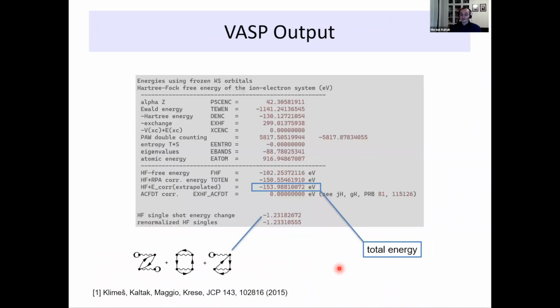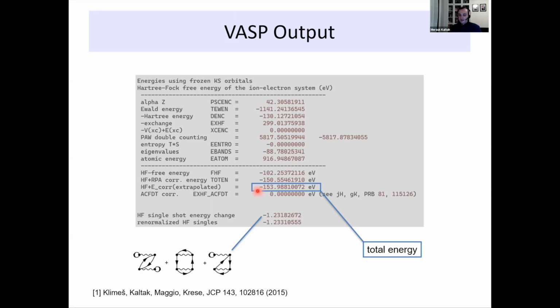VASP writes now also the same block as in the quartic scaling RPA implementation for the correlation energy. This is not shown here, but what's really interesting or typically interesting for you is the total energy, and this is written in this line here. So this line contains the exact exchange contribution to the total energy plus the correlation energy in the random phase approximation, where one uses the extrapolated results of the RPA integral.